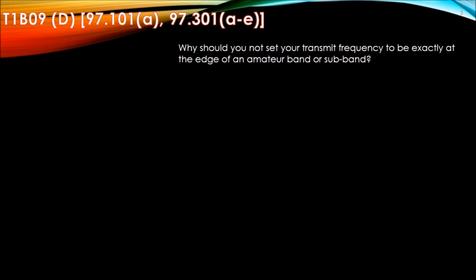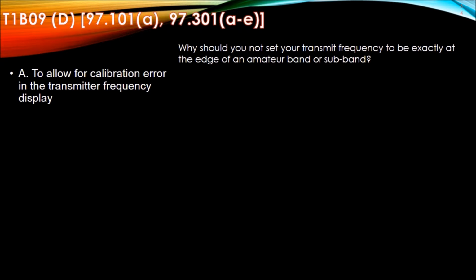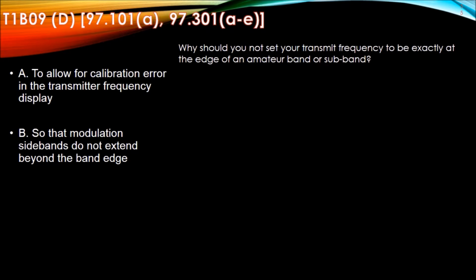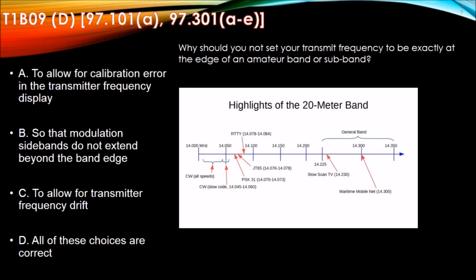T1B09. Why should you not set your transmit frequency to be exactly at the edge of an amateur radio band or subband? A, to allow for calibration error in the transmitter frequency display. B, so that modulation sidebands do not extend beyond the edge of the band. C, to allow for transmitter frequency drift. Or D, all of these choices are correct.